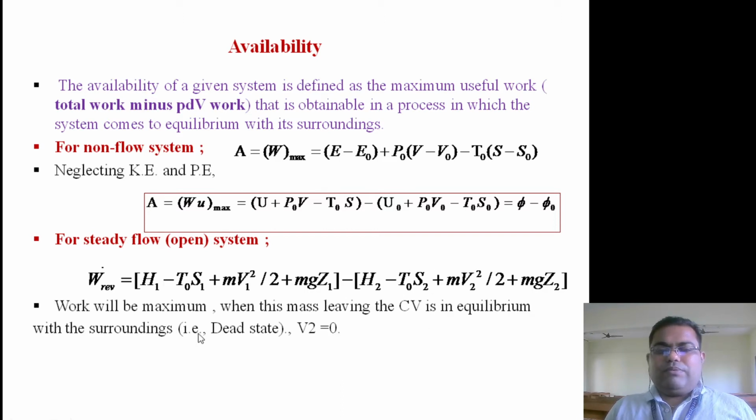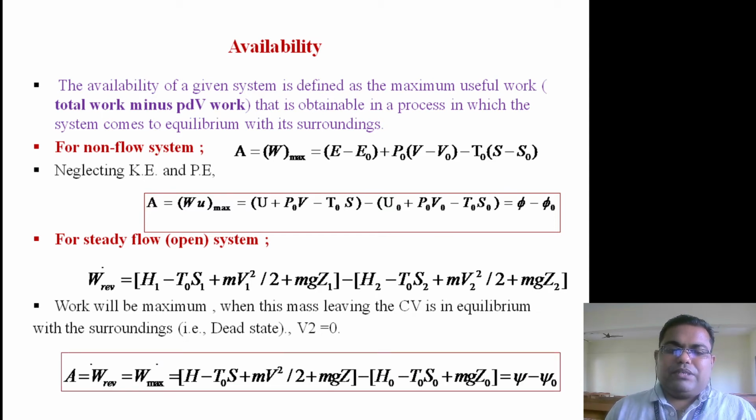Work will be maximum when the mass leaving the control volume is in equilibrium with the surroundings. That means the final velocity with which the flow is leaving should be equal to 0. In that case, you can write the maximum work as the initial energy H minus T naught S plus V squared by 2 plus g z, minus the final energy, when kinetic energy is not available, and this is known as the steady flow availability function denoted by psi. So psi is nothing but H minus T naught S plus kinetic energy plus potential energy.